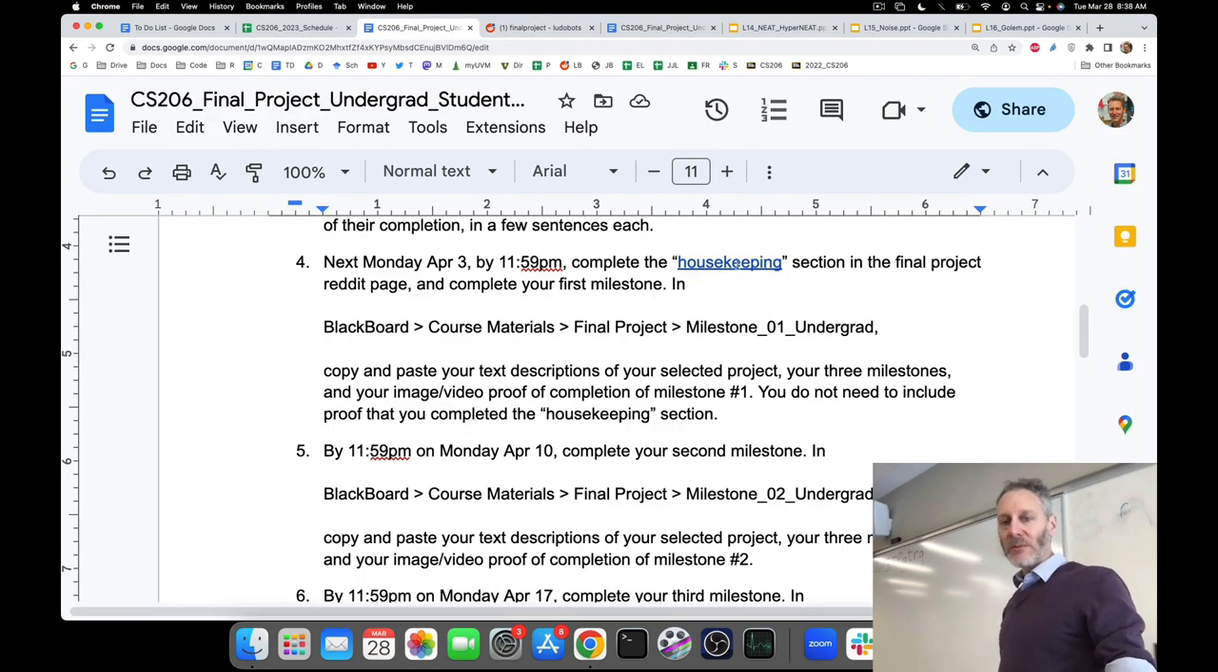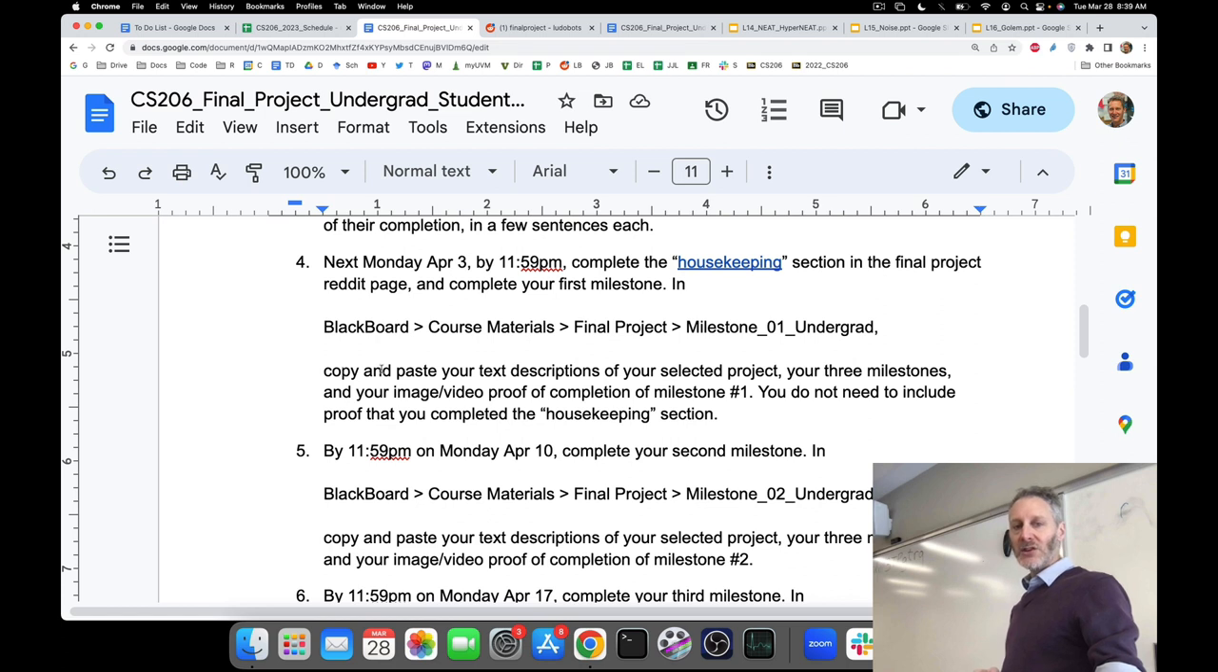Okay, so finish up, do the housekeeping first, and then complete whatever your first milestone is by next Monday. And you will now find in Blackboard, in course materials, final project, there's a milestone underscore undergrad. You'll see there's actually two submissions in there, milestone 01 for the grad students and milestone 01 for the undergrads. Please make sure you submit to the right place.